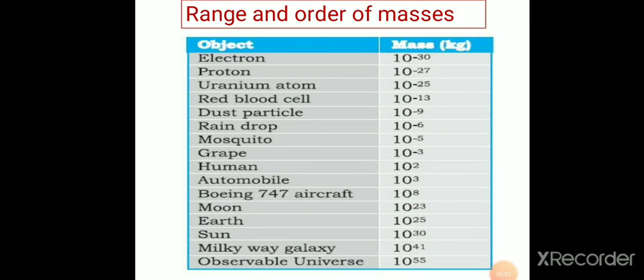This table is given in your textbook, which helps us to find the range and order of masses of various objects. Here also, the mass of the object, when expressed in kilograms with a power of 10, is being shown to you. This table helps us to find the difference in masses between very small objects and massive objects.